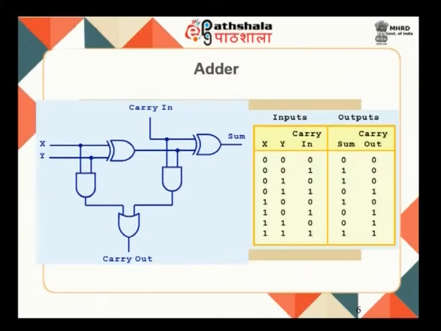When you look at an addition operation, the basic block is a full adder circuit. A full adder circuit takes 3 binary inputs and produces 2 binary outputs, a sum output and a carry output. The truth table of a full adder circuit has been shown here, and this is the circuit of a full adder circuit. The sum bit is an XOR of x, y and the carry in, and the carry is generated as a sum of the product terms according to this truth table.